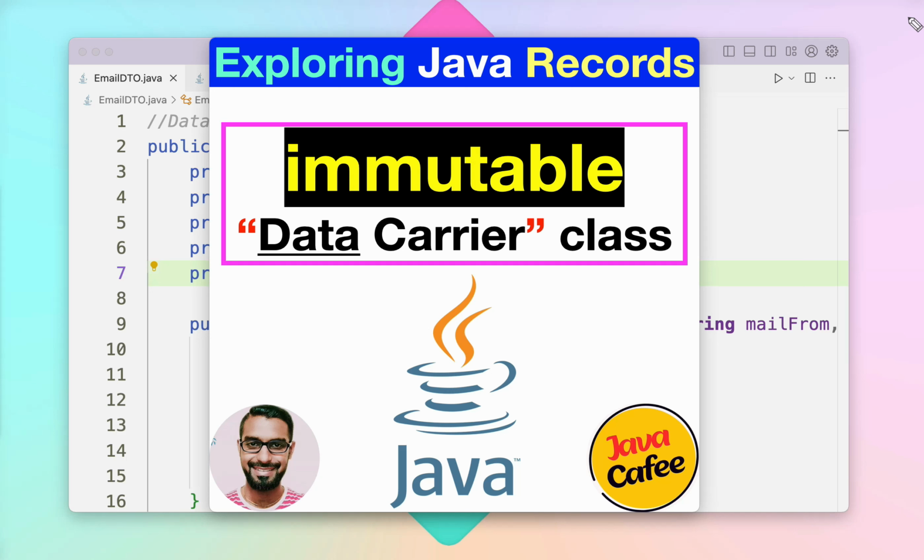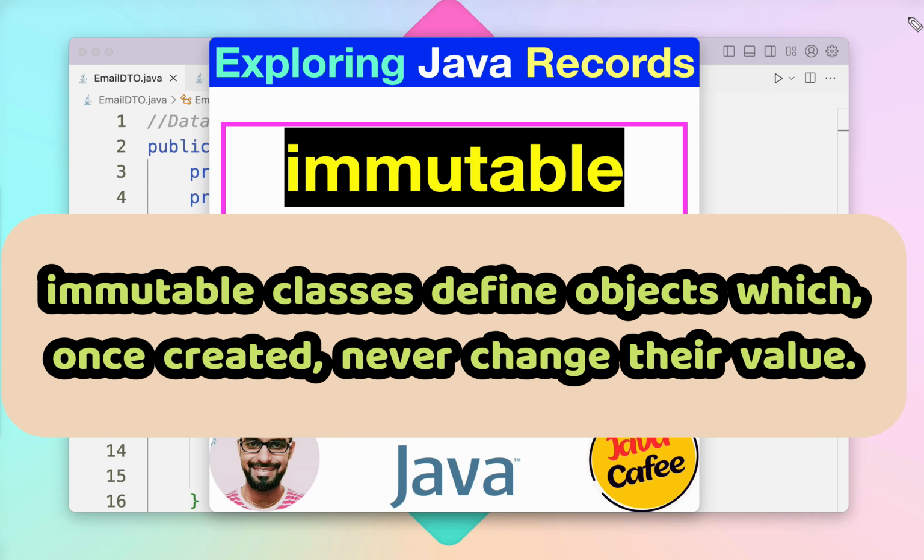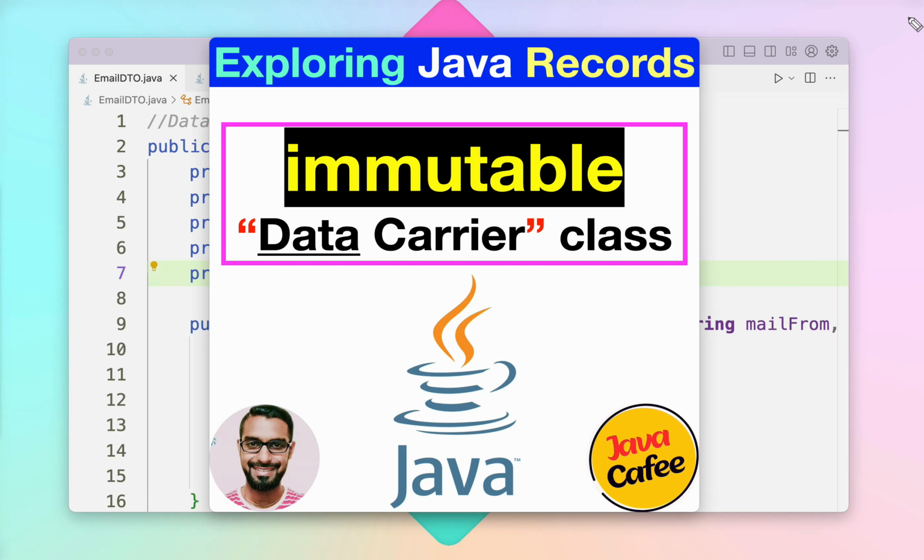Before we get into a deep understanding of how we can write a record in Java, we have to understand the immutable data carrier class, because records bear more resemblance to the creation of a standard immutable data carrier class. So how do we create a data carrier class? Let's have a view on it first, and then we can better understand converting the standard way of creating an immutable data carrier class into Java records.